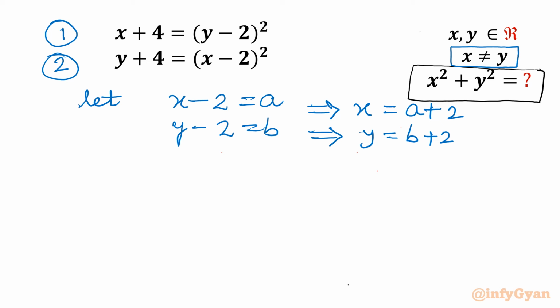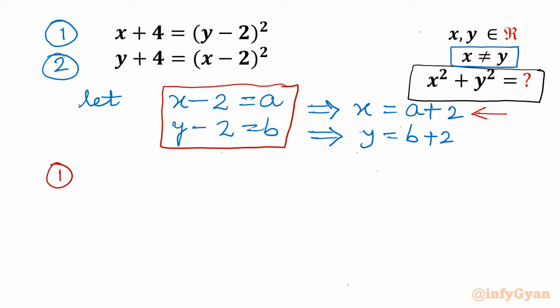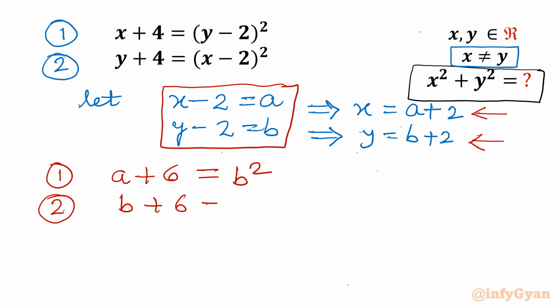Now, I will rewrite our equations 1 and 2 in terms of a and b as per our substitution. So, I will write equation 1 first. x plus 4, x is a plus 2, so x plus 4 will be a plus 6 equal to (y minus 2) whole square, it is b whole square. This is our equation 1 in variables a and b. Now equation 2: y plus 4, y is b plus 2, so y plus 4 will be b plus 6 equal to (x minus 2) whole square, so a whole square.